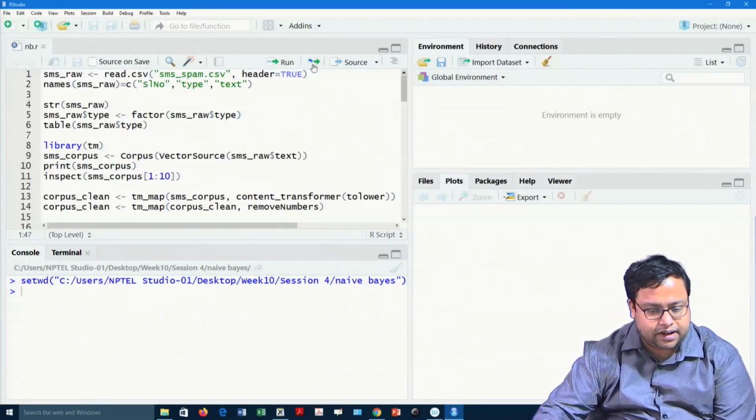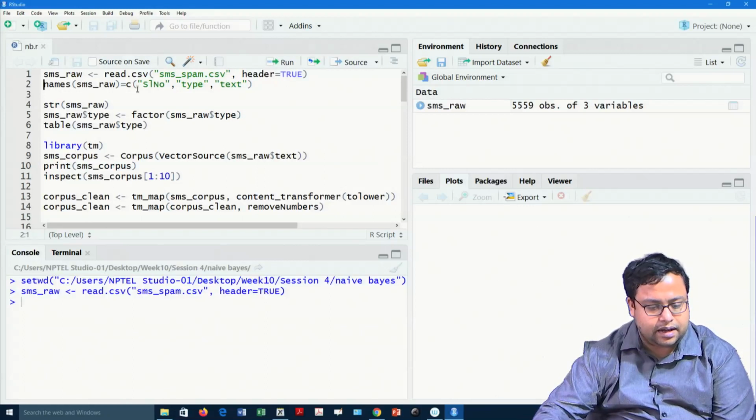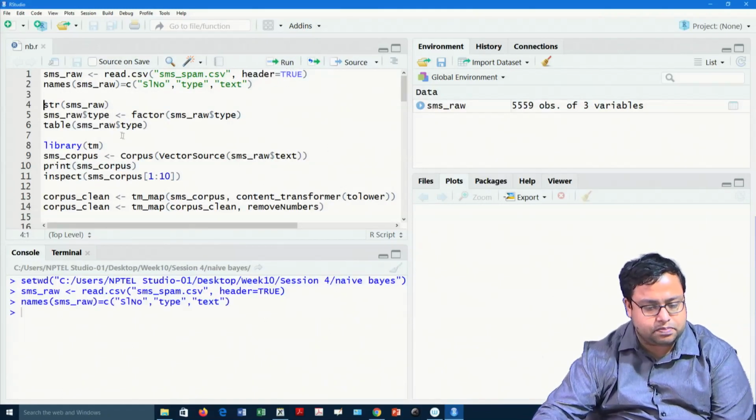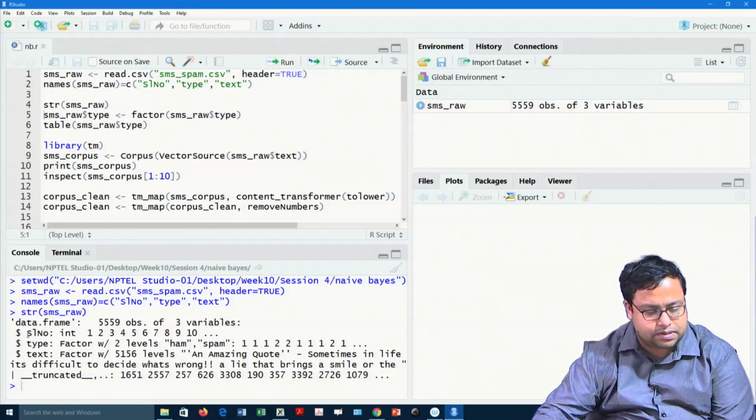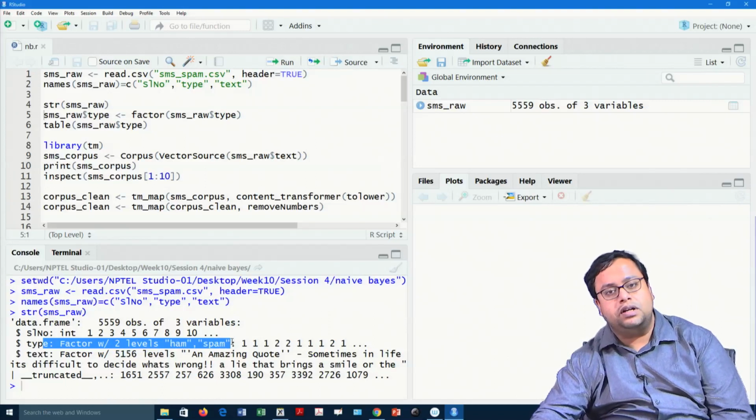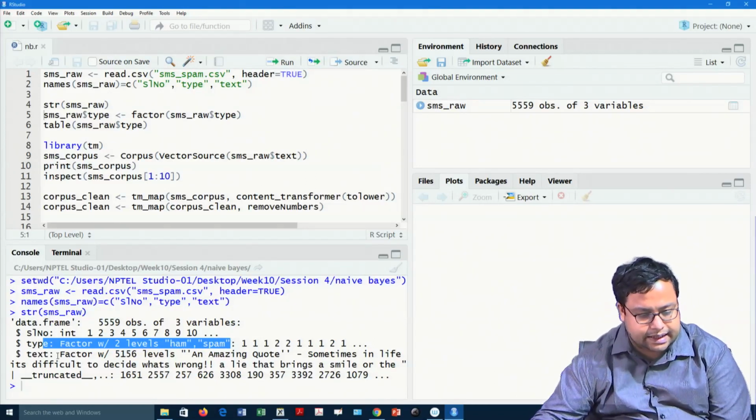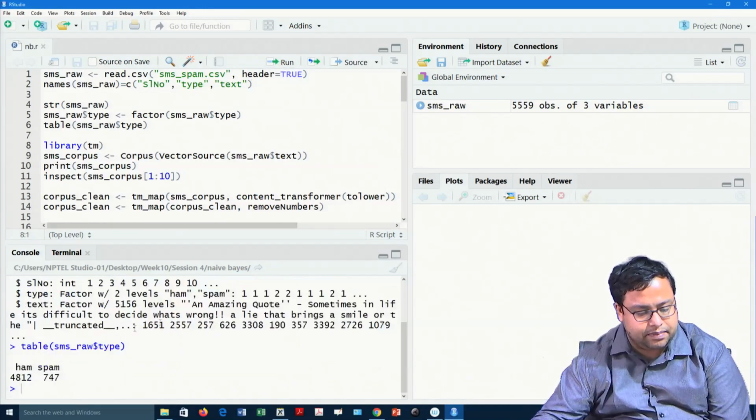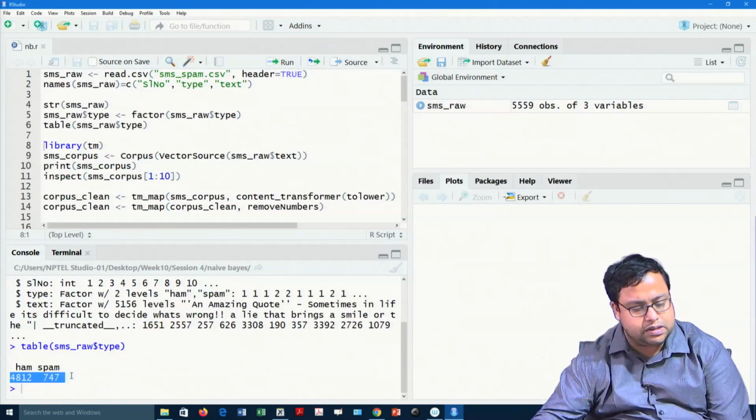So, I read the data first and then I put the names properly. The structure of the data looks like this. There are 3 columns: serial number, the type, which is a factor variable with 2 levels, spam and ham, and then the text. And if I just check the table, there are 4812 hams.